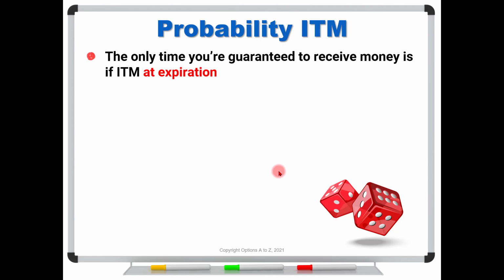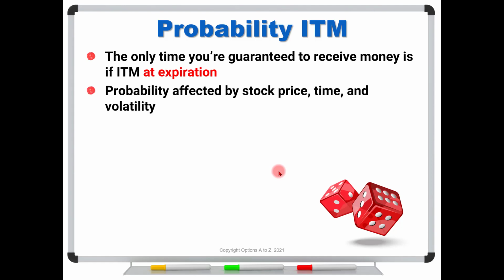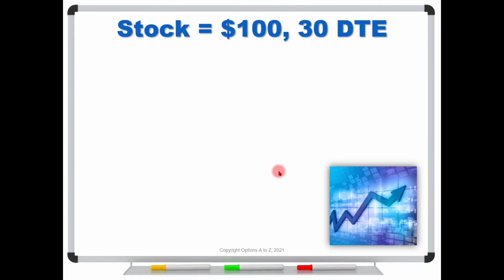Now, what makes it also challenging is that this probability is affected not only by the stock price, but by time and by volatility. So think about some conditions. Let's say that the stock is currently trading for $100 and we've got 30 days to expiration. And we look on our broker's platform and we see a $150 call trading for a penny. Well, now think about it.